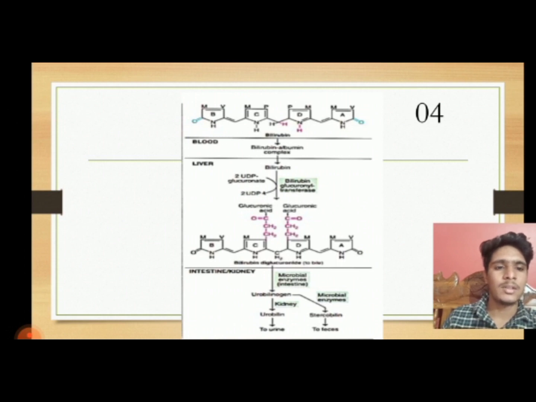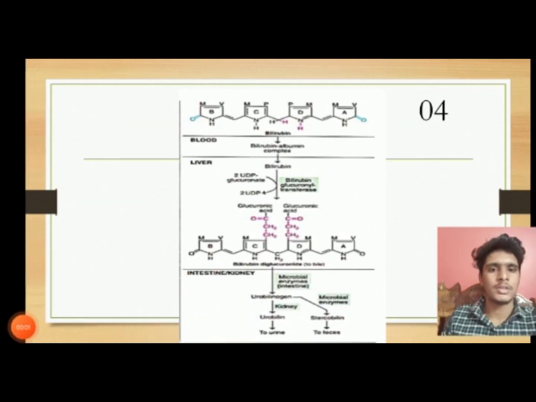Now, urobilinogen enters into the kidney in the form of urobilin and it gives color to the urine. When urobilinogen enters into the intestine, in the presence of microbial enzyme, it converts into stercobilin and it gives color to the feces. Deficiency of enzymes in this pathway leads to some metabolic disorders.